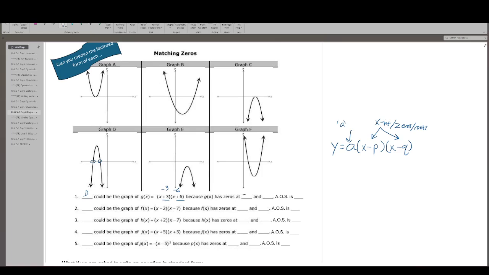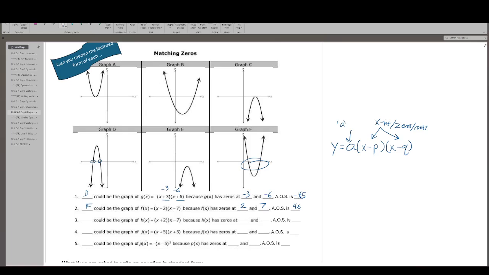It has zeros at negative 3 and negative 6, and the axis of symmetry is halfway between those, which would be at negative 4.5. Number 2, we have a positive a value, which is not stretched or compressed at all, so it's opening up like the parent function. Our zeros are going to be at 2 and 7, putting our axis of symmetry at positive 4.5. So that graph that opens up and has 2 positive x-intercepts can only be graph F. That's the only one that matches that.